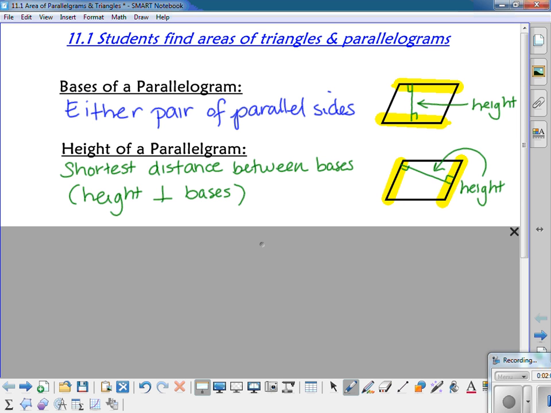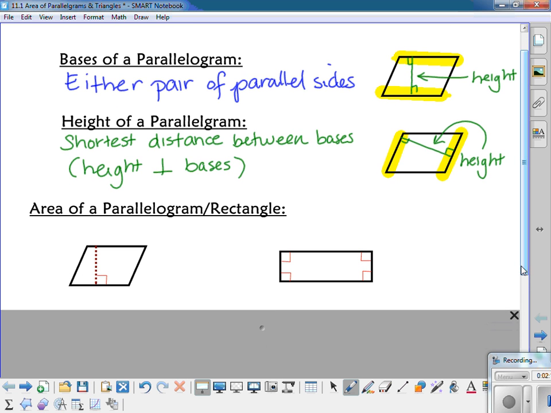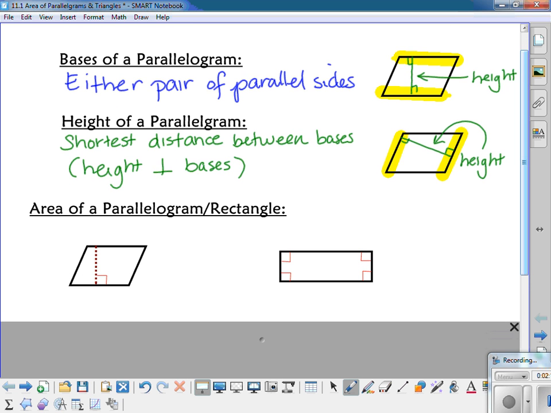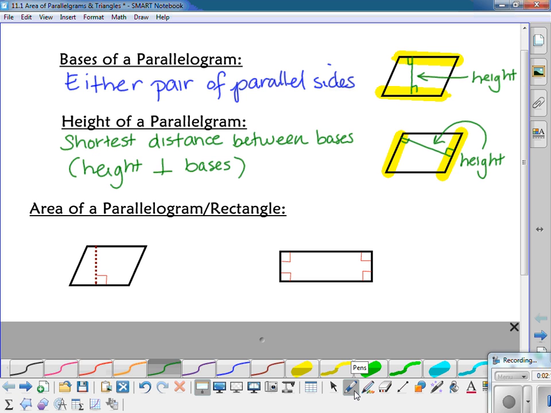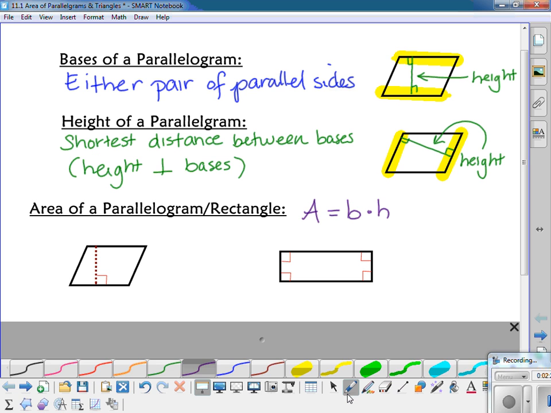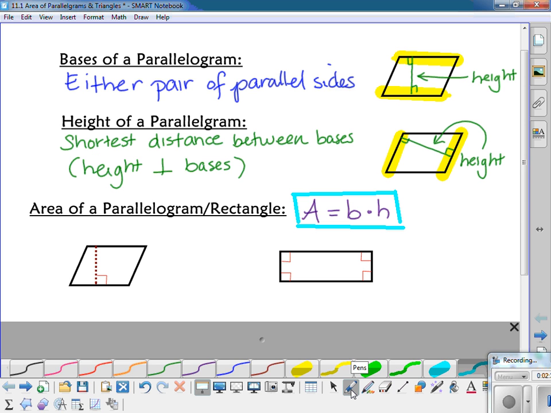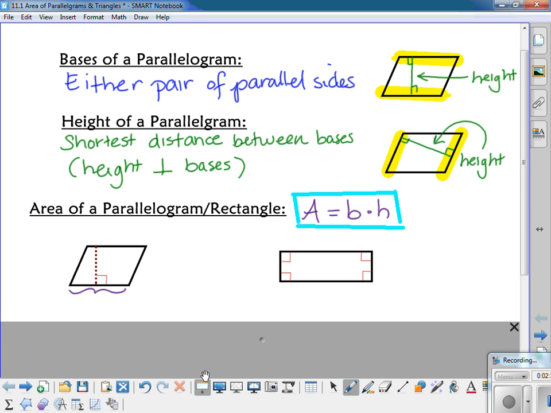So whenever I want to find the area of a parallelogram, or a rectangle, which is just a special parallelogram, I take the base times the height. The area is just the base times the height. Okay, you're going to want to memorize that. So in this figure, I would use this as my base, and this is my height.